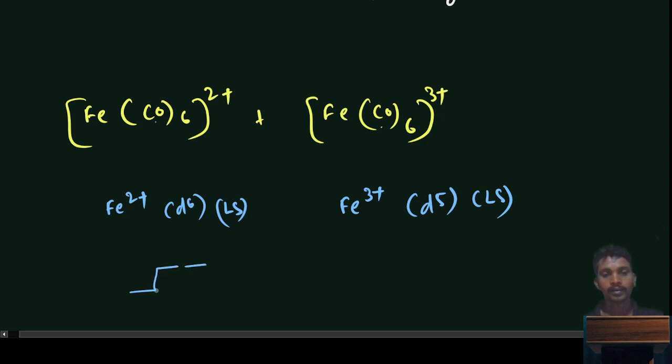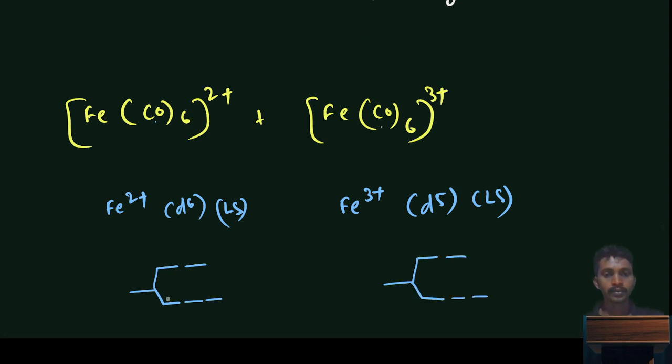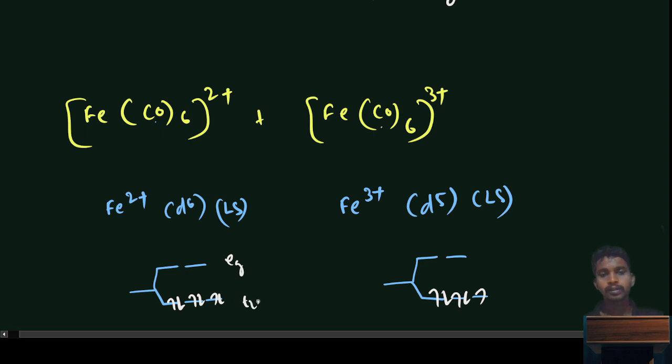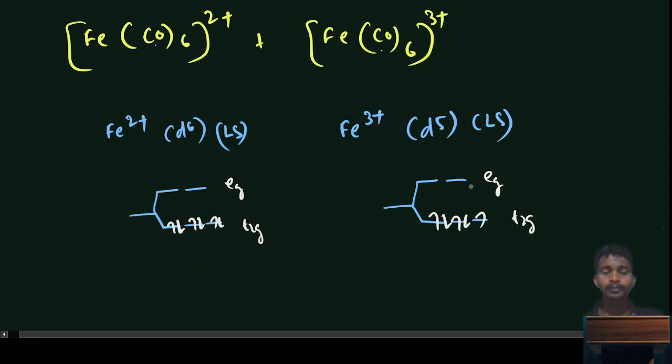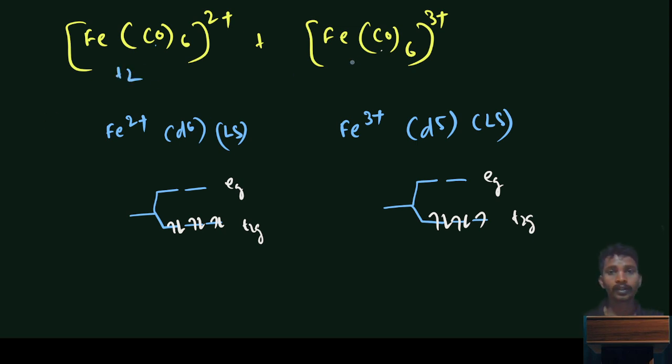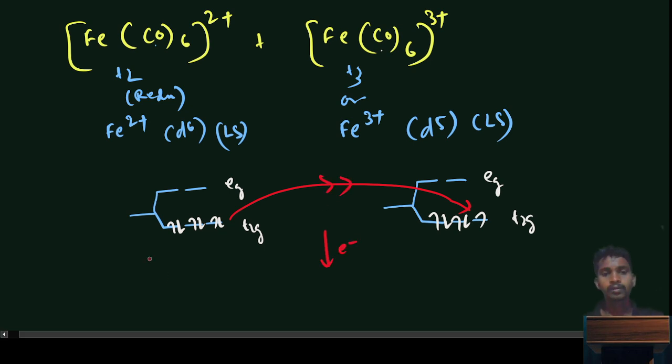It means this type of compound. So this is d6, so 1 2 3 4 5 6, and this is 1 2 3 4 and 5. So this is Eg, this is T2g, this is Eg, and this is T2g. So electron transfer is always from reductant to oxidant. This is +2 charge, this is +3 charge. So +2, the lower charge, means reductant, and this is oxidant. So this will transfer from here to here. So after electron transfer, this is reductant, this is oxidant.